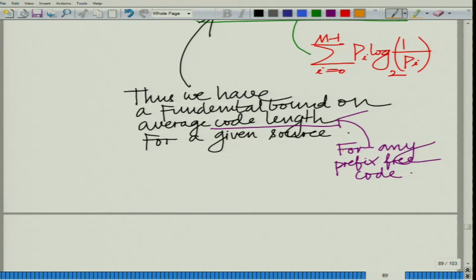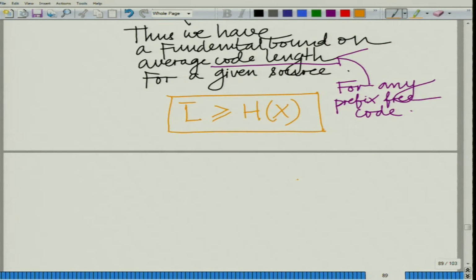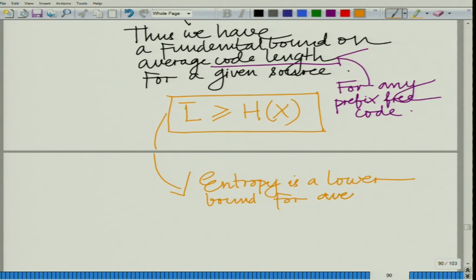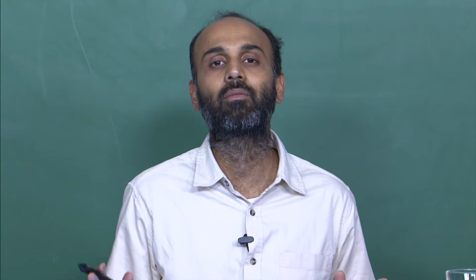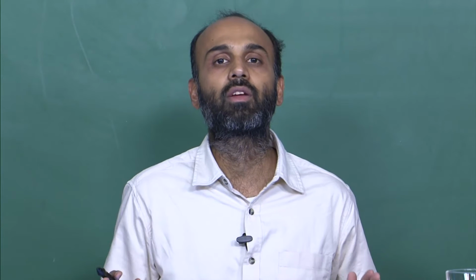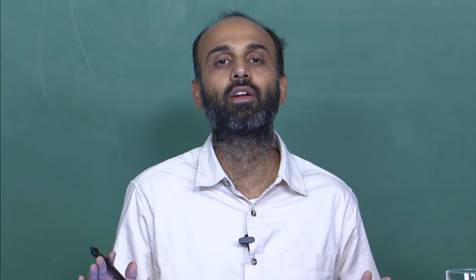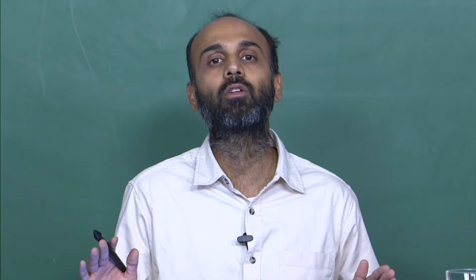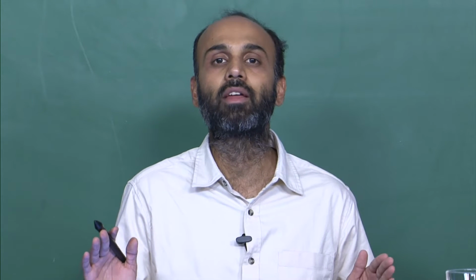So, the average code length L bar is greater than or equal to Hx. Entropy is a lower bound for the average code length. So, this is a very fundamental bound. What this says is, no matter what prefix free code you design, since it has to satisfy the Kraft inequality, the average code length cannot be lower than the entropy. At most it can equal the entropy; it has to be greater than or equal to entropy.